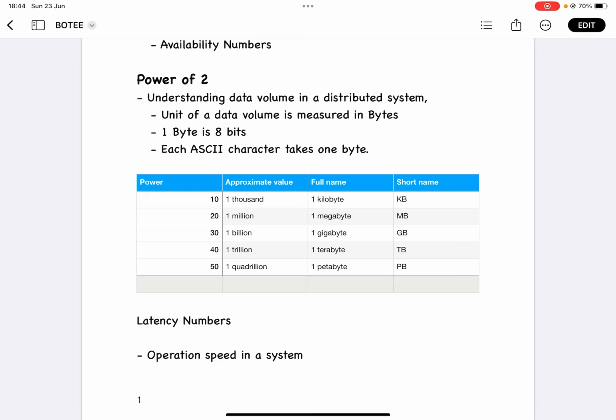So we have all these names: kilobyte, megabyte, gigabyte, and terabyte. Now, when you're building a system, at the end of the day, what you're doing is sending some information from one place to another. All this information is stored as bits. 8 bits is equal to 1 byte, and each ASCII character takes 1 byte. That's why we have to understand all these keywords: what is a byte, what is a bit, and what does 1 kilobyte mean. These are the basic understanding of your data, how it is measured in bytes.